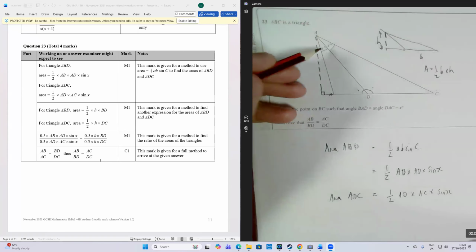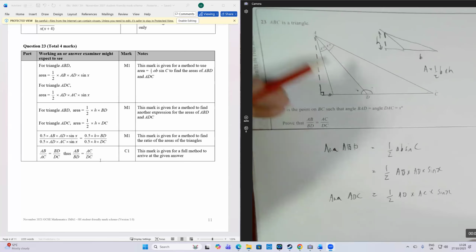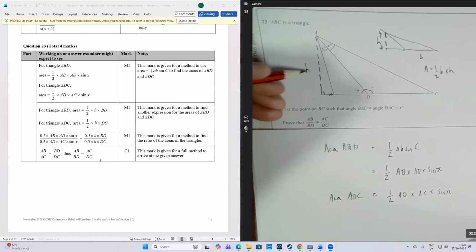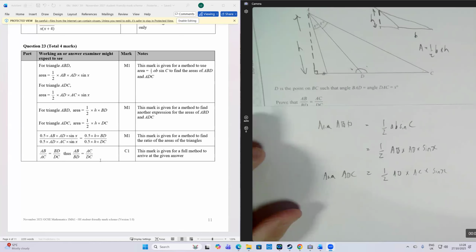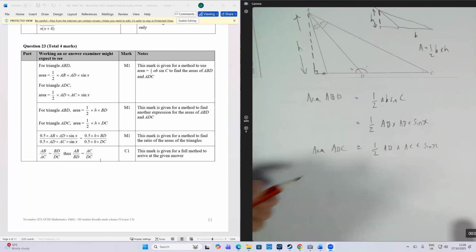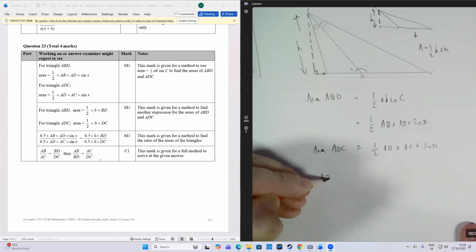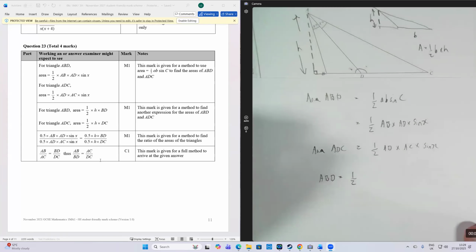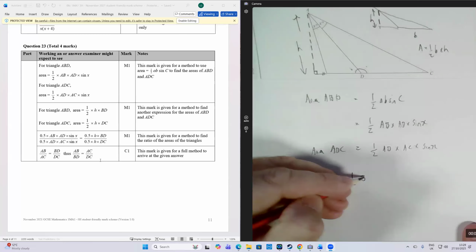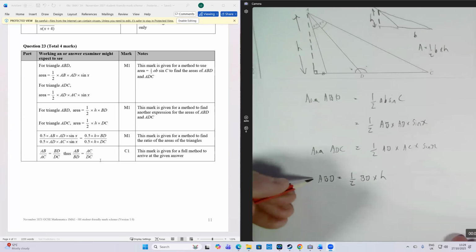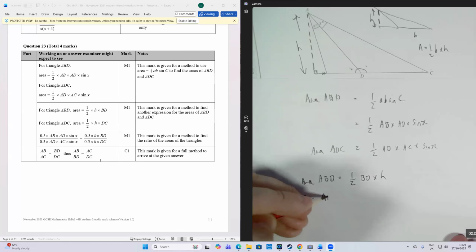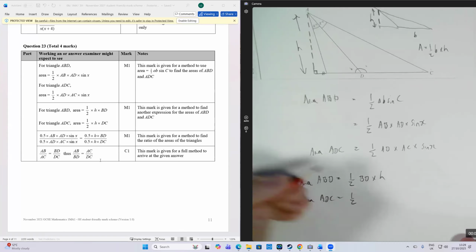So you can see that both of the triangles in question here, ABD and ADC, have the same perpendicular height, which we're going to call H. So we can now write two expressions for the areas of these triangles. Let's do triangle ABD first. ABD is going to be half base times height. The base is BD and the height is H, so half times BD times H. The area of the other triangle, ADC, is going to be a half times base times height, but the base is DC and the height is H.